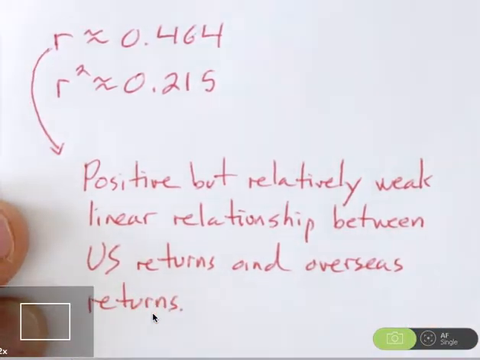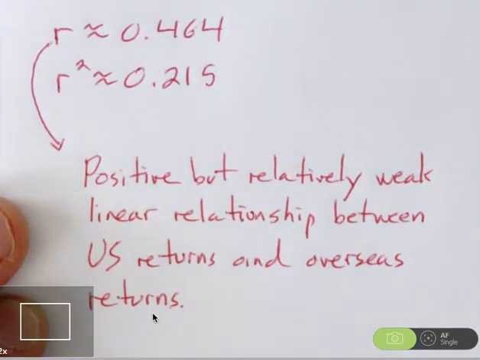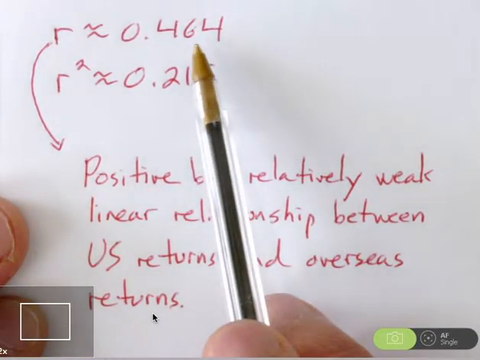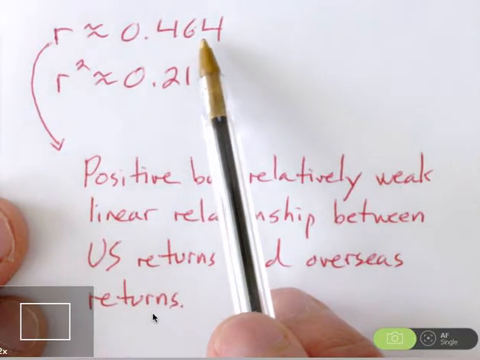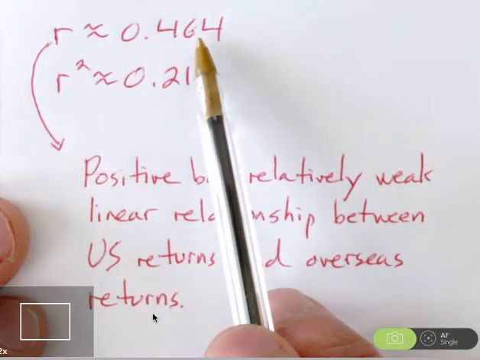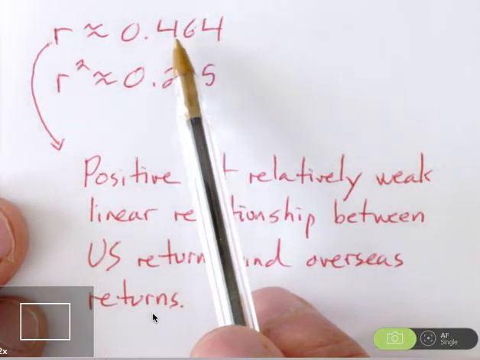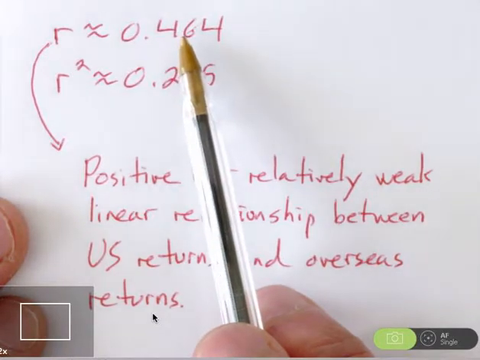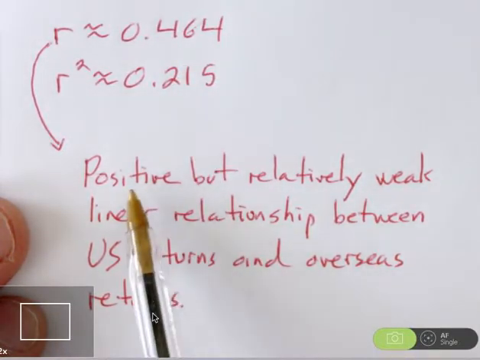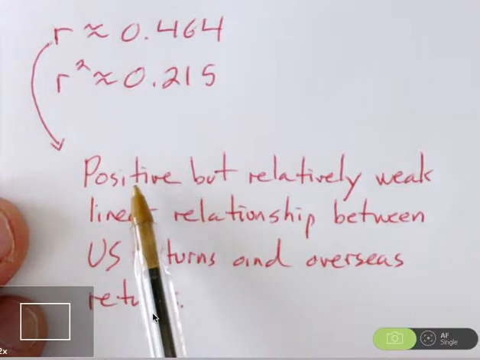So the correlation describes the strength of the linear relationship. The closer the correlation is to 1, the stronger the relationship. The closer it is to 0, the weaker the relationship. And like we saw in the scatter plot, the correlation is positive, so that indicates that the linear relationship does rise from left to right.